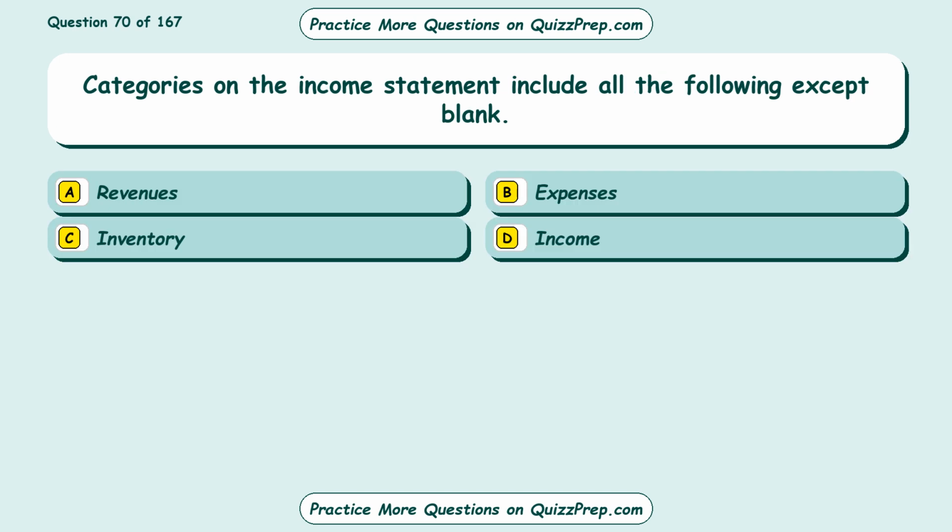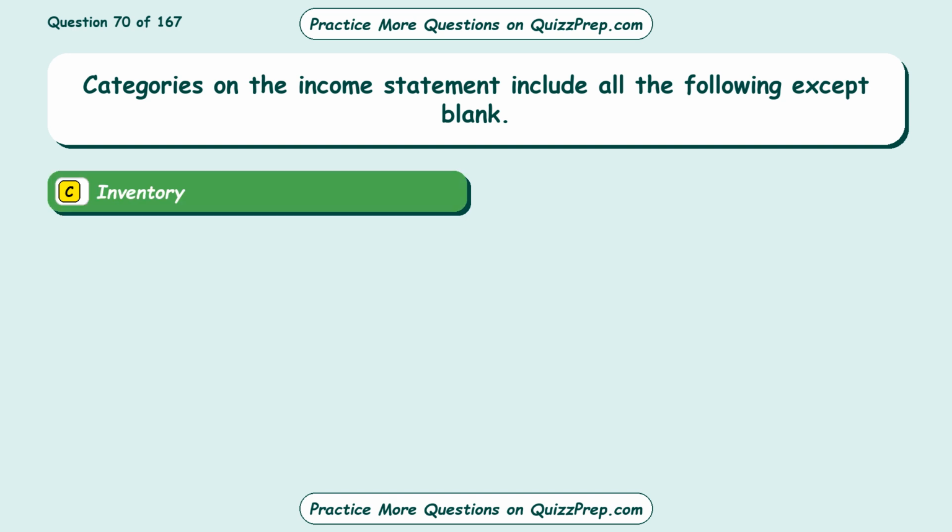Question 70. Categories on the income statement include all the following except blank. Option A, revenues. Option B, expenses. Option C, inventory. Option D, income. The correct answer is option C, inventory.